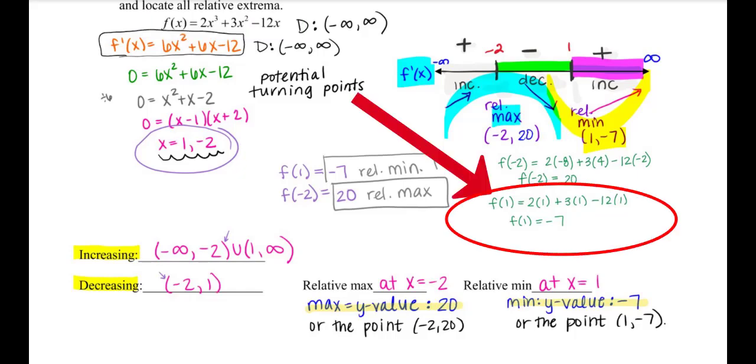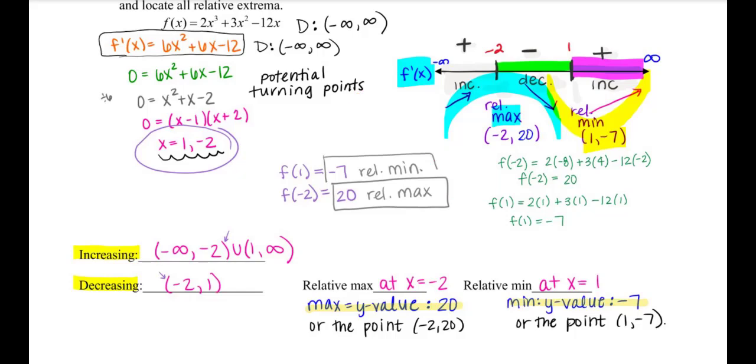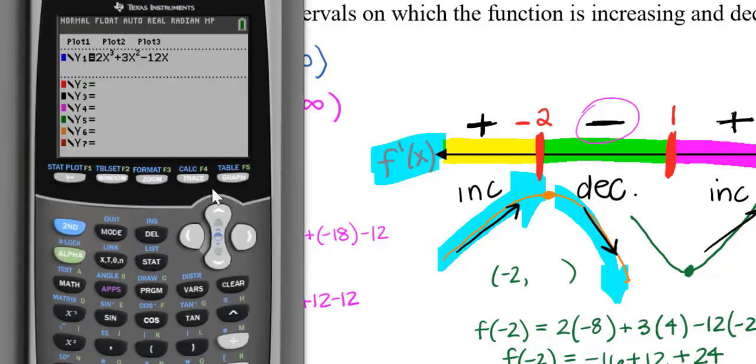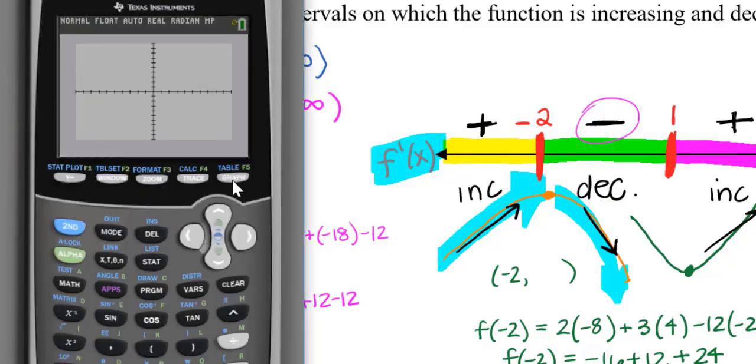So again, going back to the original function. If I substitute x equals 1 into the original function, I do get a -7. So that y value could be considered that relative minimum, or we could say again, at that point 1 comma -7. So let's verify all of this graphically and make sure. So I will type in the original function and let's look at this graph.